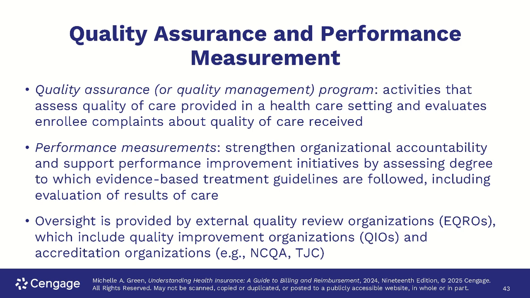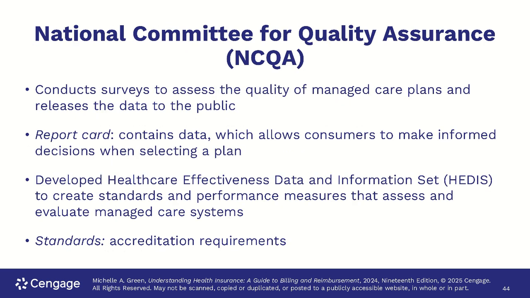All right. And then oversight is provided by lots of external organizations, and some of them are called QIOs or quality improvement organizations, as well as the National Committee for Quality Assurance and the Joint Commission. So NCQA, they are really looking at the quality of managed care plans and they release that data to the public. They give a report card. And that report card allows us, if we can, to make a decision about, I don't want that plan because they're known for doing XYZ.